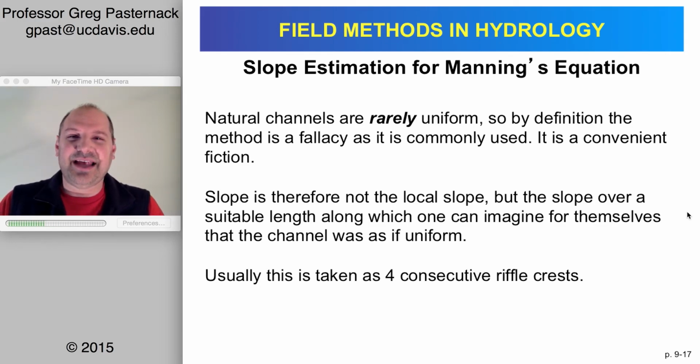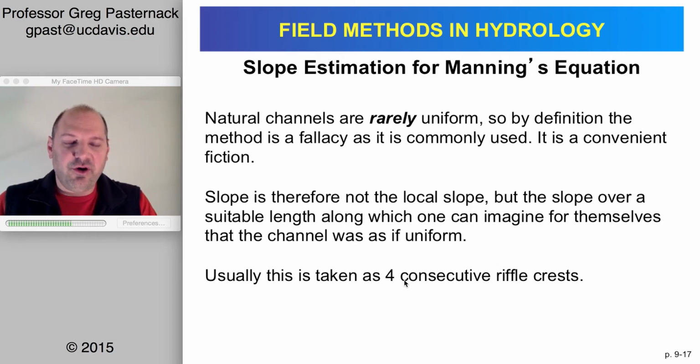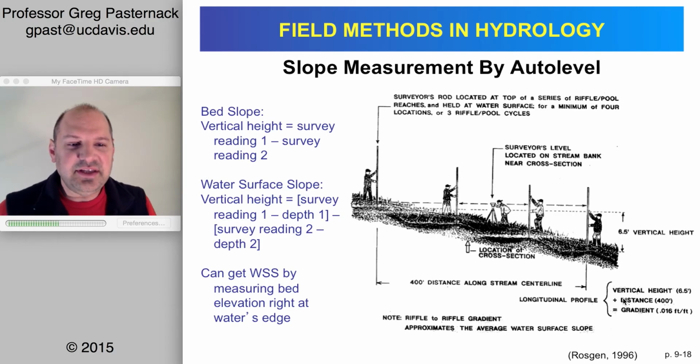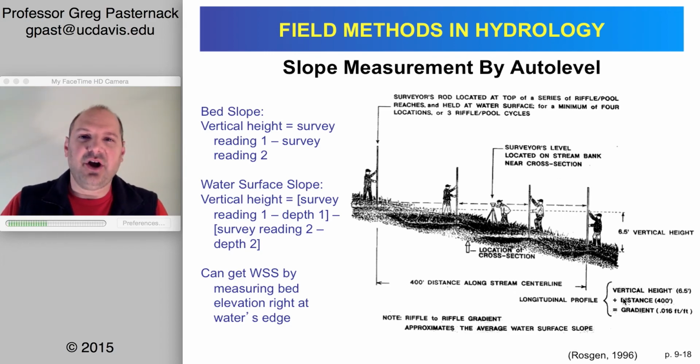We all have to do this. I have to do this. And indeed, in some cases you may be working in a canal or an appropriately uniformly sloped river. Usually, you're going to measure over at least 4 consecutive riffle crests if you're in a riffle-pool kind of river. So this slide shows how slope measurement works using a device called an auto level.